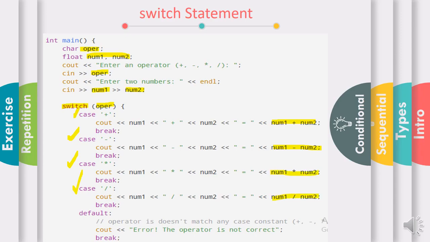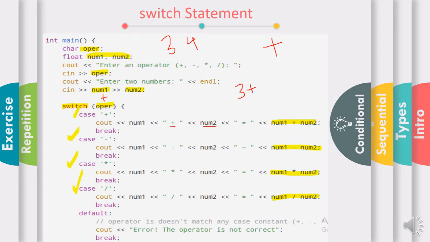Now, let us suppose the user has entered the plus operator. Now, this switch statement has the value plus. Now, it will match case plus. Yes, this first case is matched, and the output will be like this. Let us suppose we have entered two numbers as 3 and 4. So, output will be displayed as 3, then for this plus, it will write the plus operator on the screen.